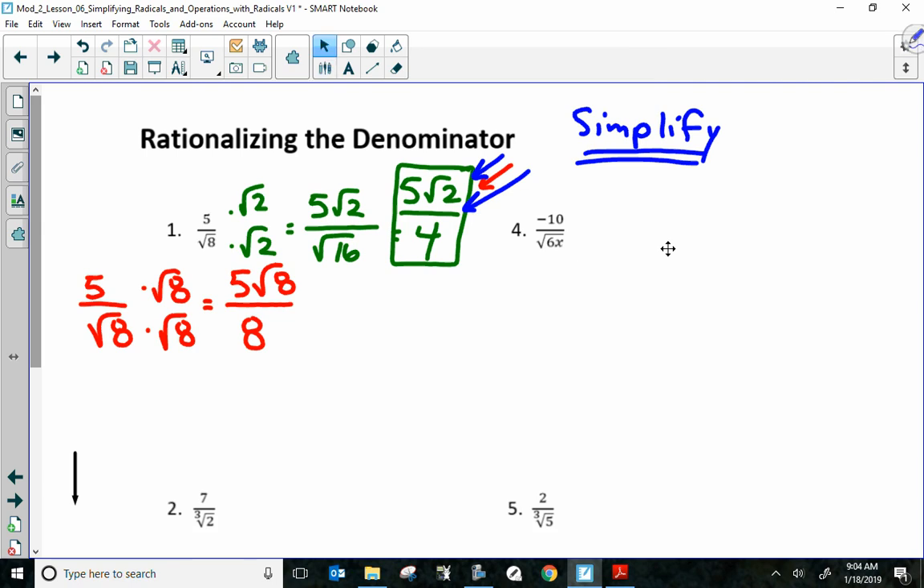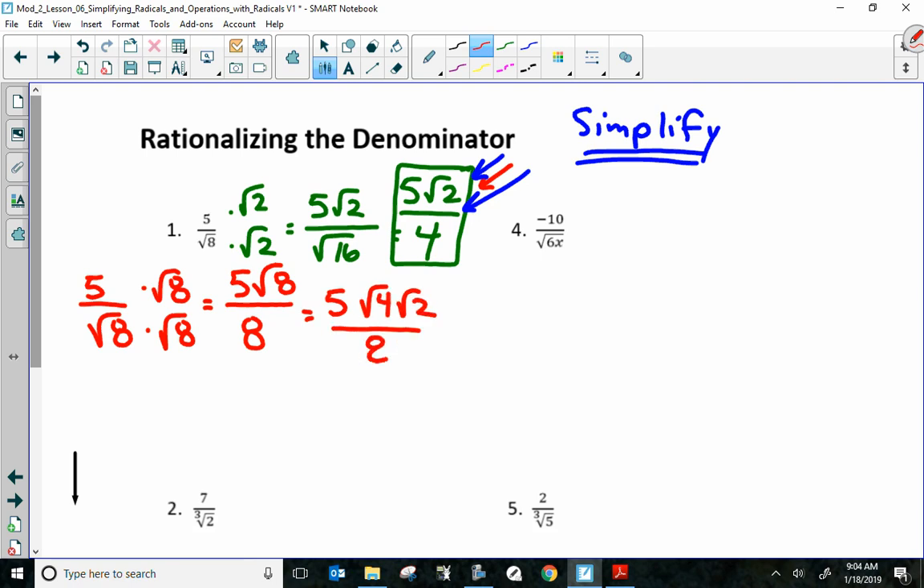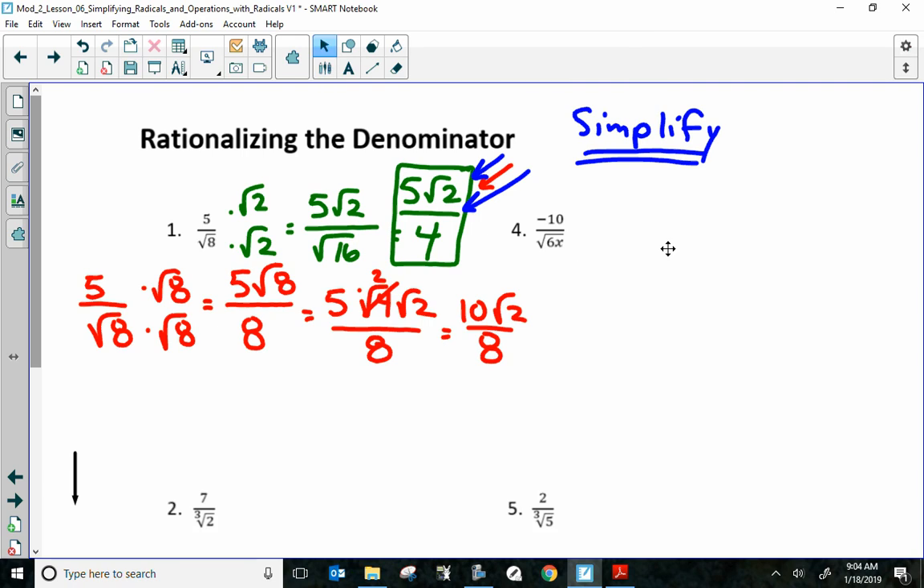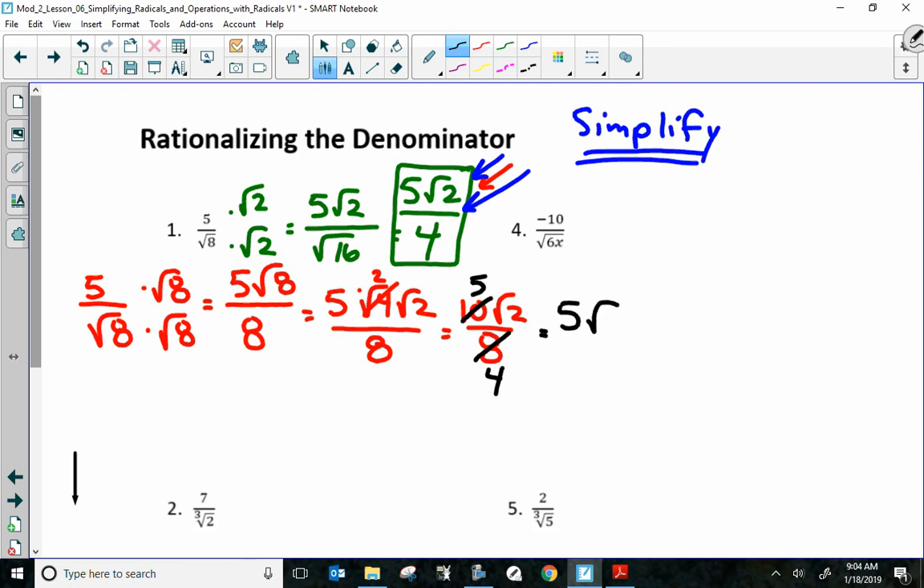That's because the square root of 8 can be broken down. The square root of 8 is like the square root of 4 times 2, and the square root of 4 is 2. So 5 times 2 is 10, radical 2 over 8. It's still not reduced because now 2 goes into 8 4 times, and 2 goes into 10 5 times. So when I'm said and done, I can get the same answer. But there is a lot more work if reducing is involved afterward.